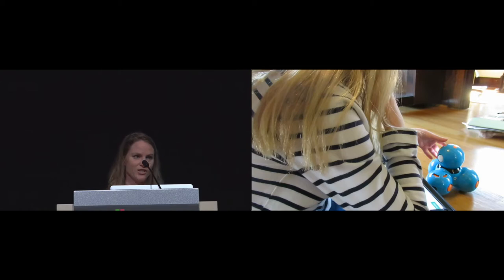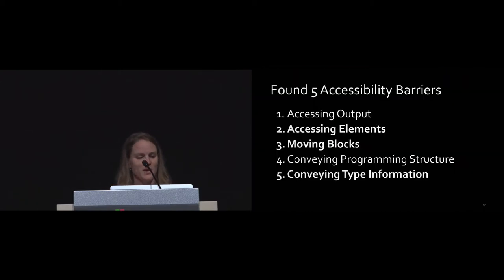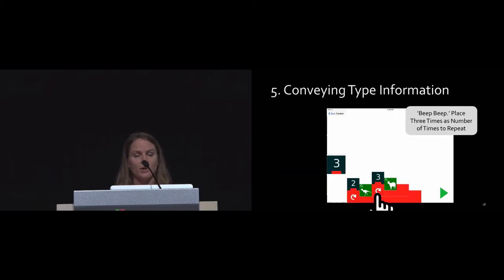And so you can see she's just feeling the robot to see what he's doing and understand the output. So then the final thing we looked at was whether there are different ways to convey the type information that's really conveyed with the shape and color in typical block space environments.